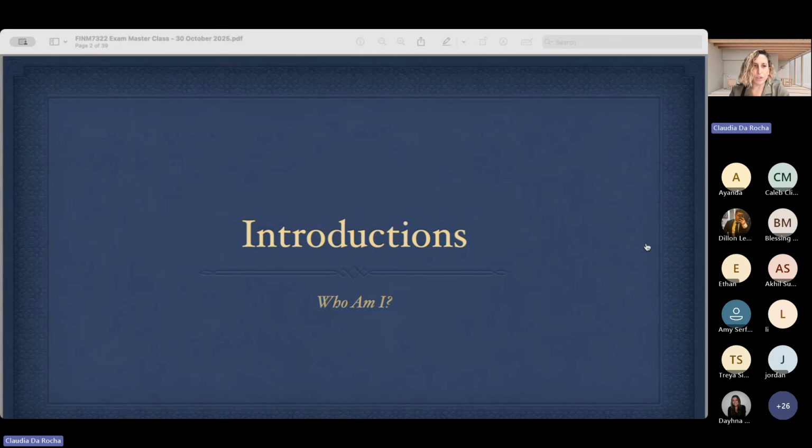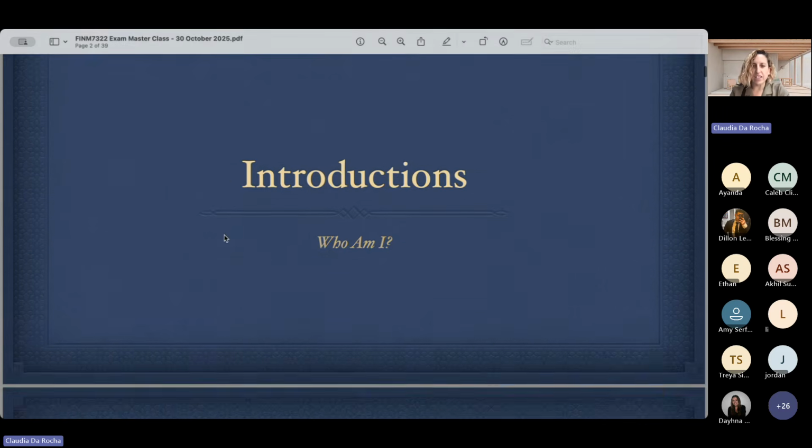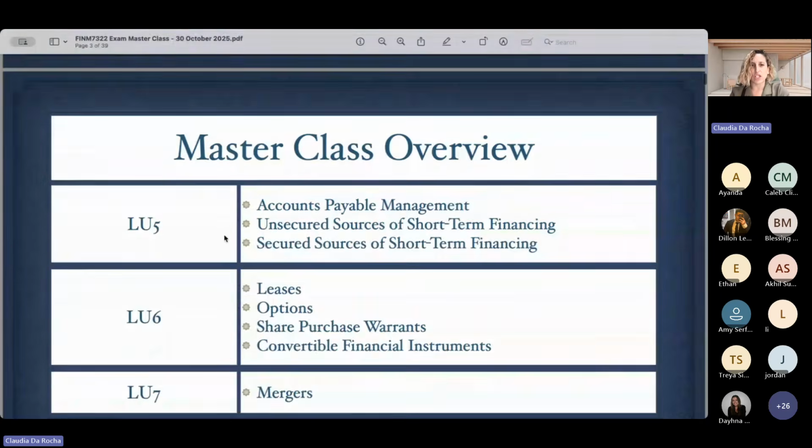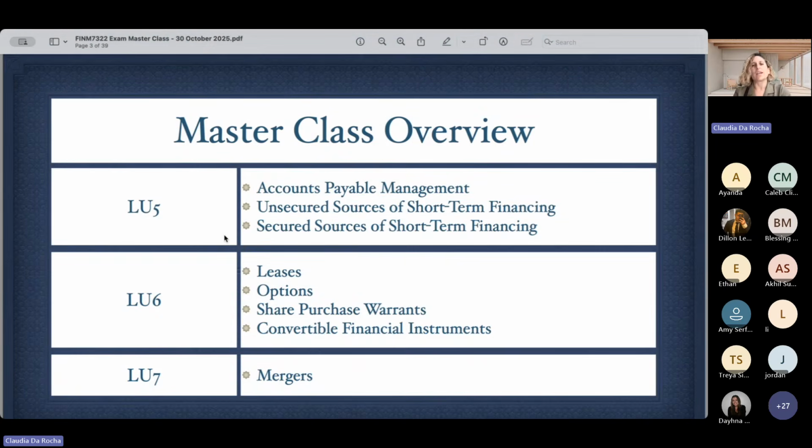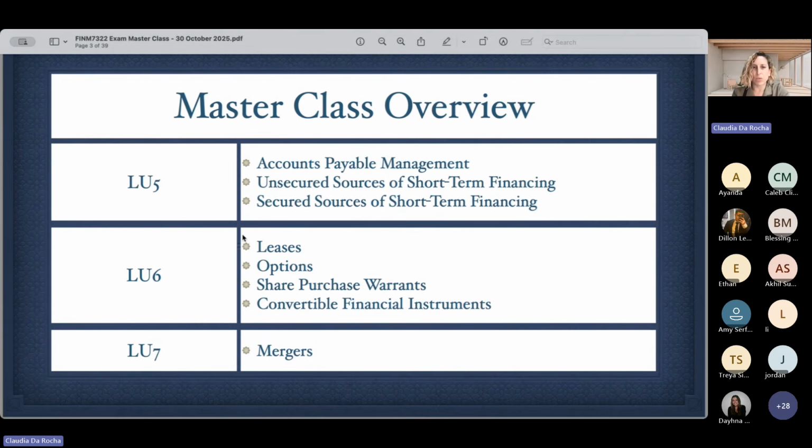As I said, the exam is learning units 1 to 7. I am only going to cover learning units 5 to 7 today, which are the most critical sections needed to know for the exam. It doesn't mean that you mustn't recap learning units 1 to 4, which you can do using the previous two master classes. But for the exam, obviously 5, 6, and 7 have not been tested as yet, so the likelihood of them coming up is very high.